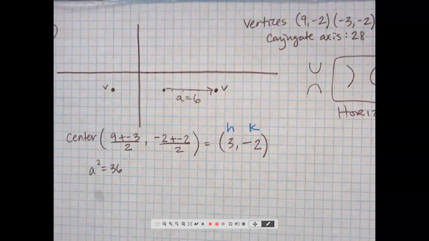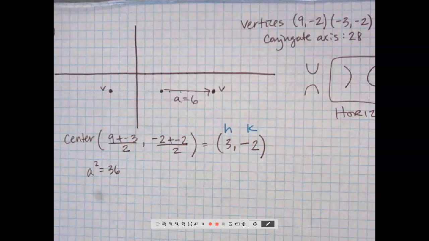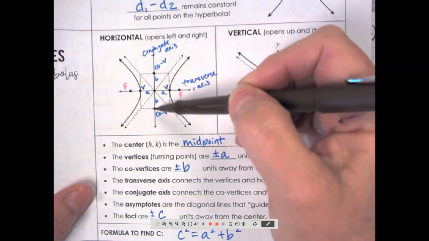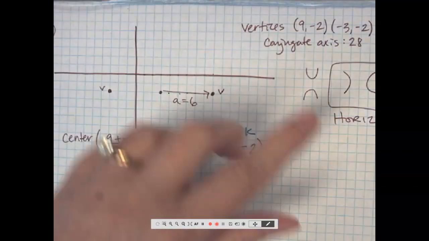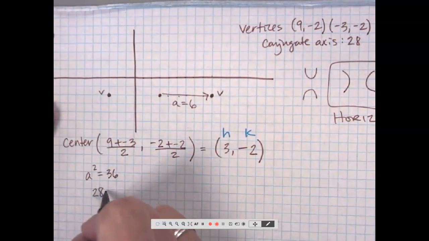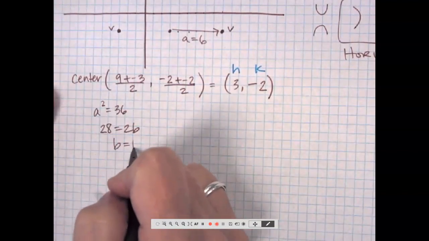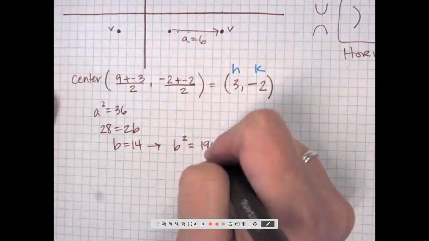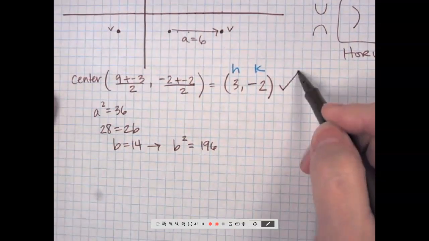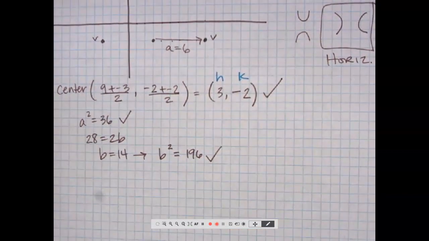Okay, now how do I find B? I don't have the covertices given, but I do have the conjugate axis. And that's what I was showing you a minute ago. The conjugate axis runs between covertices, and the length of the conjugate axis is 2b. So this 28 is 2b, which means that b is 14, which means that b squared is 196. Okay, so I know the center, I've got H and K, I know A squared, I know B squared, I know it's horizontal. And then we just plug it into that formula.